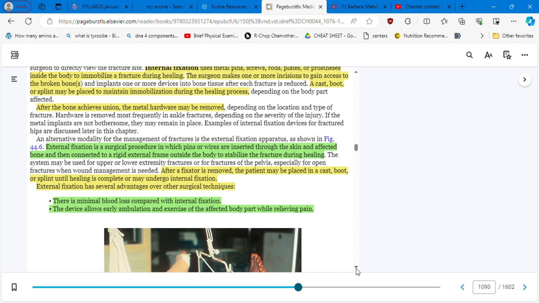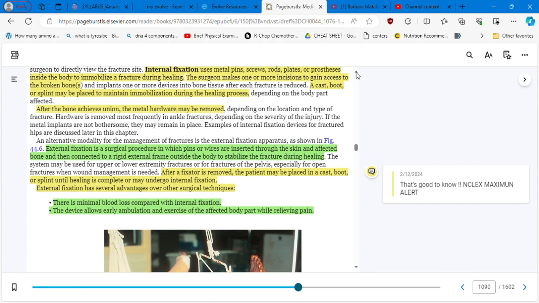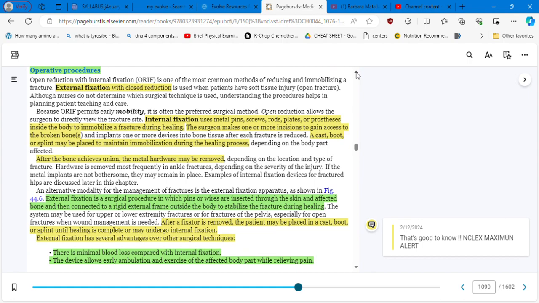Okay, external fixation is a surgical procedure in which pins or wires are inserted through the skin into an affected bone, and then connected to a rigid external frame outside the body to stabilize the fracture during healing. That's why it is external fixation. The pin is coming from outside into an affected bone and then connected to a rigid external frame outside the body to stabilize the fracture during healing. Okay.